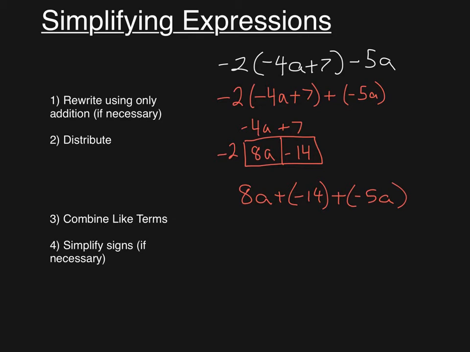Now we want to combine like terms. So in order to combine like terms, I'm going to rearrange this so all my like terms are next to each other. And I have 2 like terms here. I have 8a and -5a. So 8a plus -5a plus -14. I have all my terms next to each other. I combine 8a plus -5a is 3a. 8 plus -5 is 3. And that -14 has nothing to combine with, so it just comes down, doesn't go anywhere.